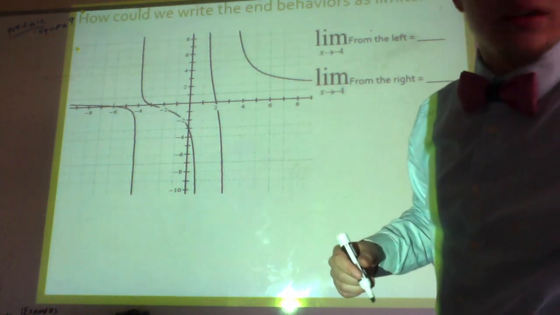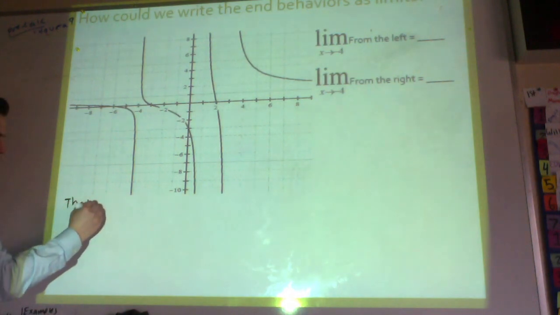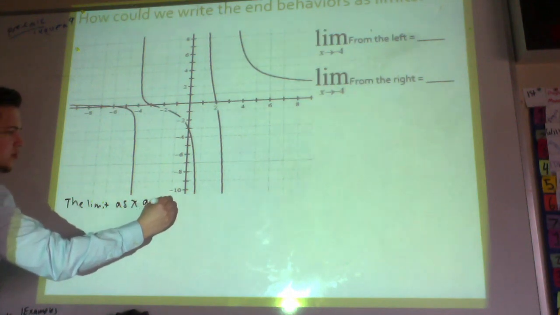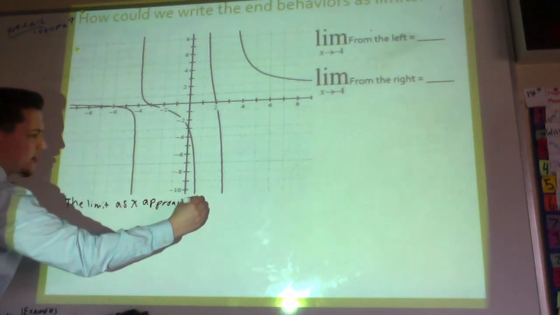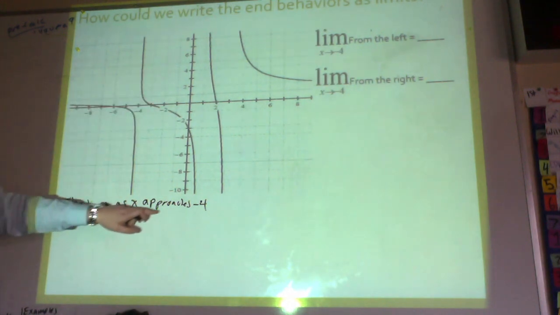I'll write it right here for right now. The limit as x approaches -4. That's what that is saying right there. The limit as x approaches -4.